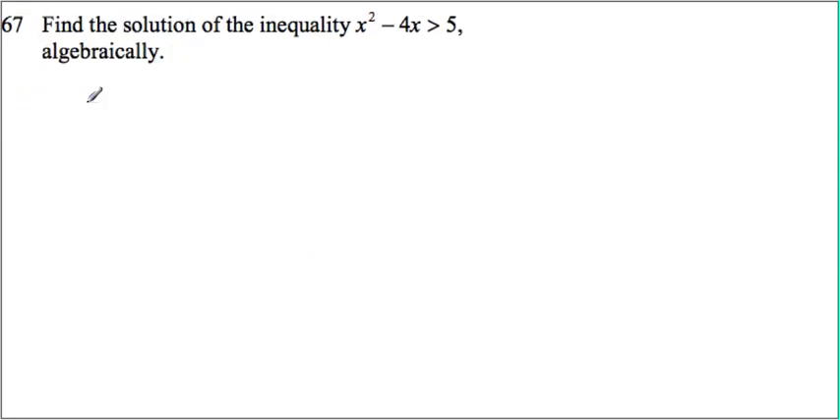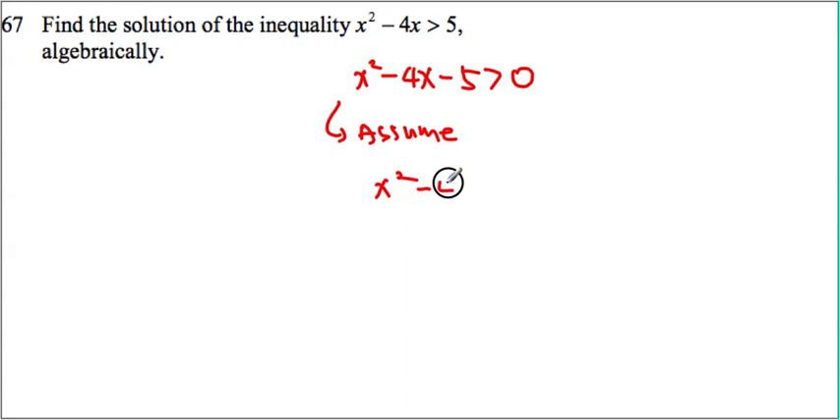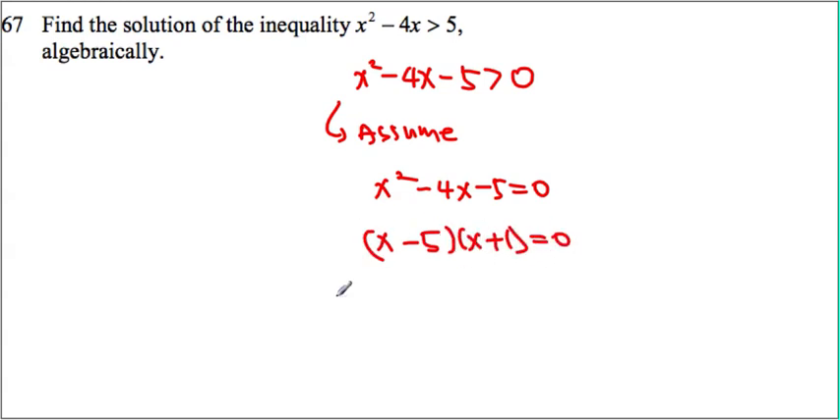Number 67. So here, let's try to subtract 5 from each side. x squared minus 4x minus 5 is greater than 0. Now then here, we're going to assume x squared minus 4x minus 5 is equal to 0. That means x minus 5 and x plus 1 is equal to 0. That tells us our boundaries are -1 and 5.